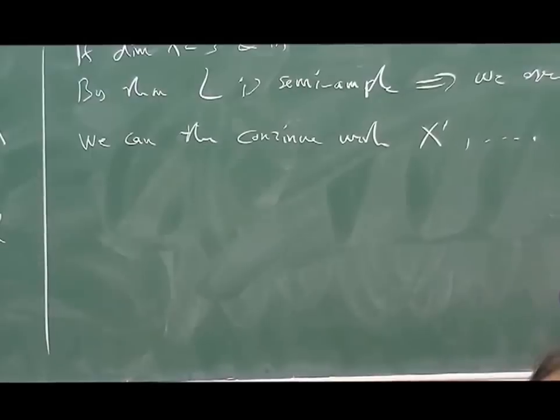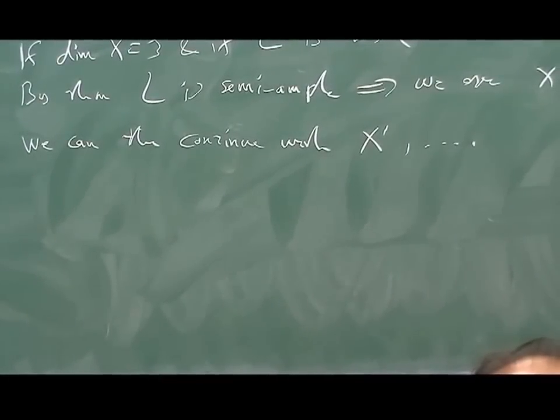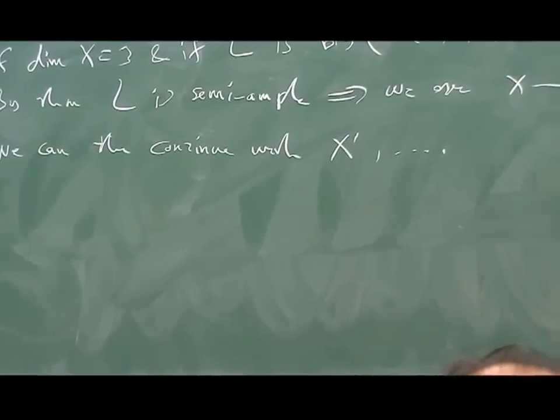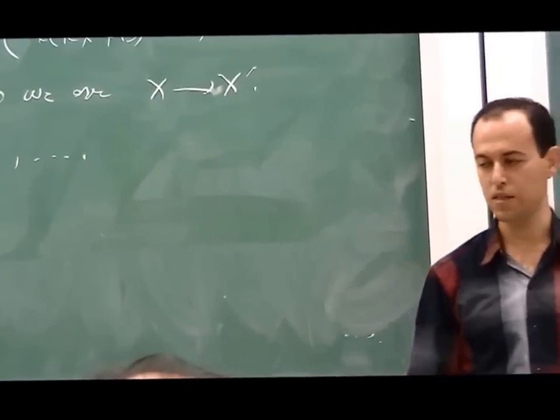But for threefolds, then there is a problem of flips. You have to show that there are flips. And you also have to show that at the end this whole thing will terminate and so on. So there are some partial results, but not in general.